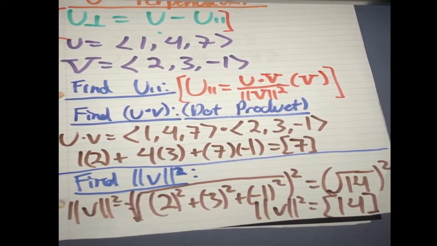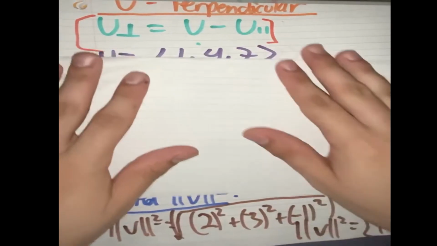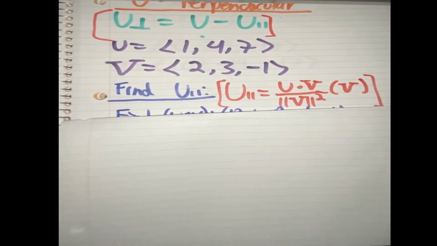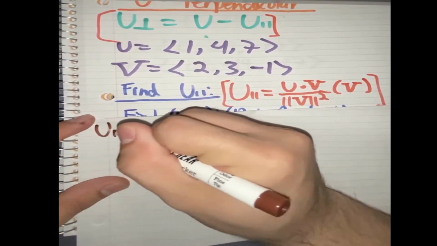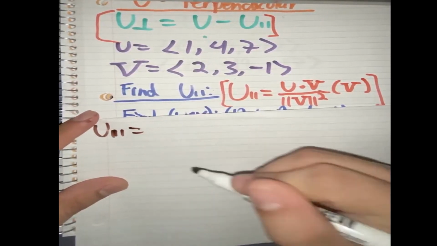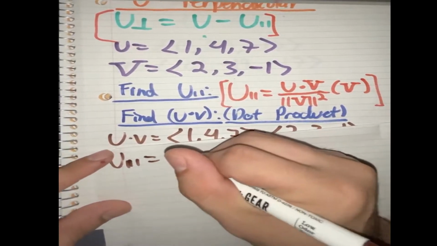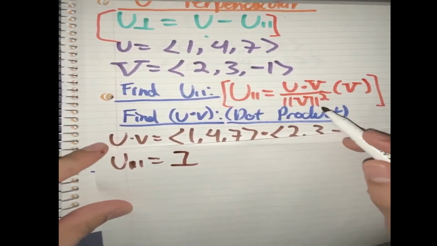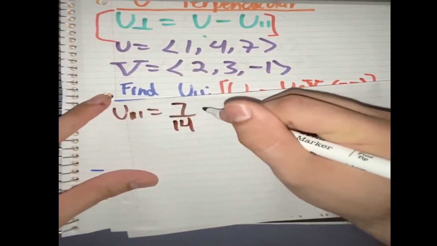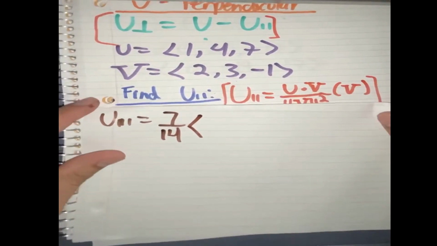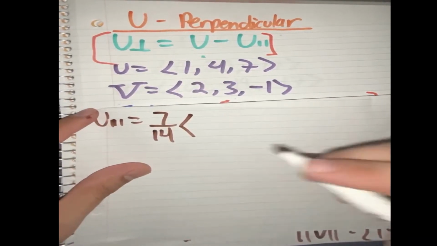Anyways, this is our magnitude of v squared. So now the next step is to find u parallel, given this formula. u parallel would be equal to u dotted with v, which we found to be 7, divided by the magnitude of v squared, which we found to be positive 14. So 7 divided by 14, and then we multiply it by our vector v, which is 2, 3, negative 1.